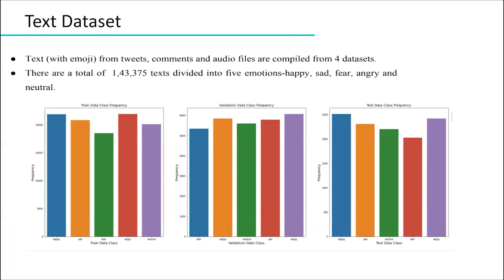The text dataset was compiled from 4 datasets of Kaggle. So we totally got a dataset of 1,43,375 texts, which were divided into 5 labels of happy, sad, fear, angry, and neutral.